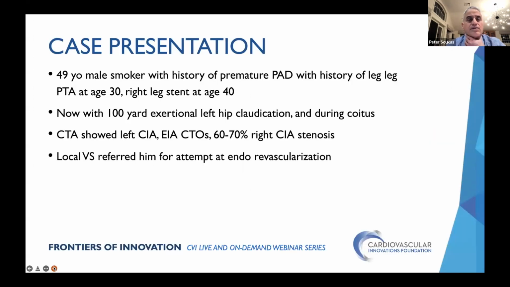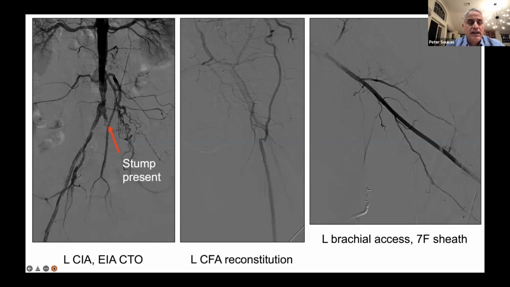This was a 49-year-old male smoker who had a history of premature PAD, who now had significant left hip claudication. His CTA showed common and external iliac CTOs, as well as a right common iliac stenosis. And his local vascular surgeon actually referred him to us for an attempt at endovascular revascularization. And you can see on his baseline angiograms, after we obtained left brachial access with a 7 French sheath, we have a nice stump here in the proximal common iliac artery.